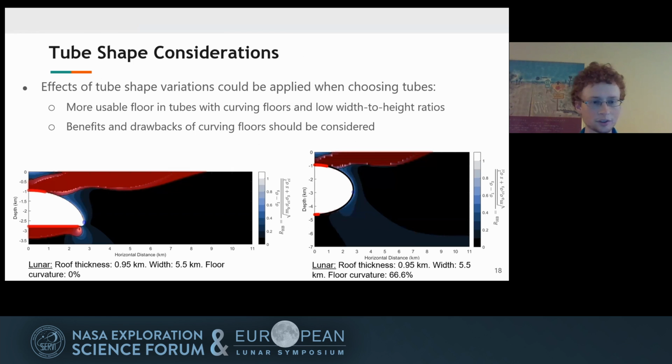And my results about tube shape, I think, also could be applied to future lunar missions. I found that the most usable floor is present in tubes with curving floors and low width to height ratios, so these may be preferable to choose. However, there are also drawbacks to choosing a tube with a curving floor, since a flat floor may be more advantageous for walking on or constructing things on. So I think both of these factors should be taken into consideration when choosing a tube.